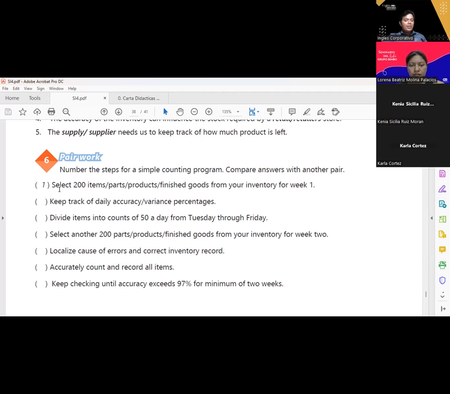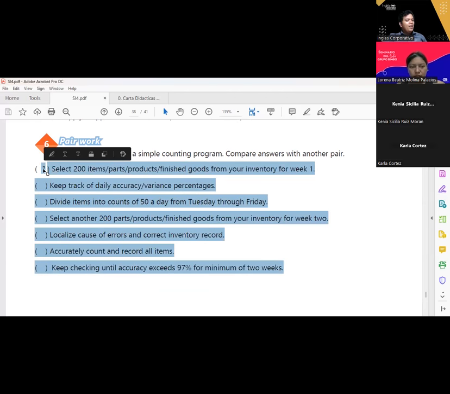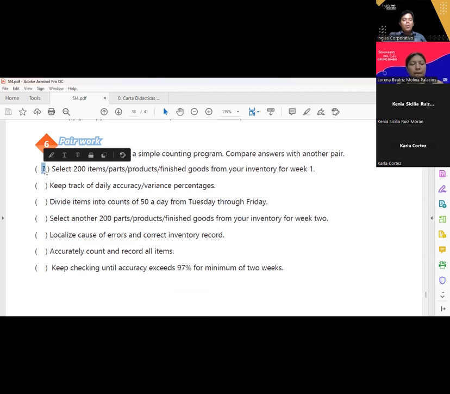The first step in here says, select 200 items, parts, products, finished goods from your inventory for week one. So you got number one over here. Then in here you got keep track of daily accuracy, variance, and percentage. Divide items into counts of 50 a day from Tuesday through Friday. So what is the idea here, guys? I want you with your pair to read all this, and I want you to choose the following steps to follow right after number one.